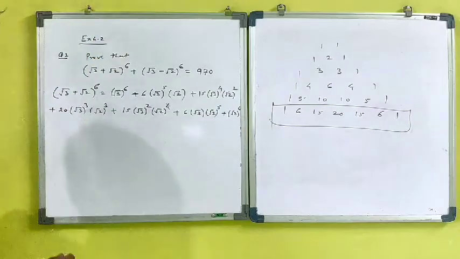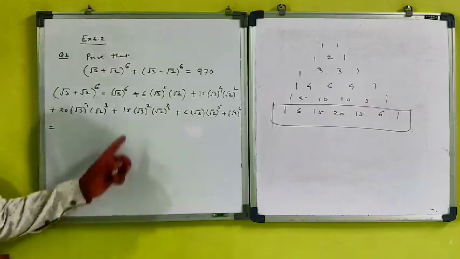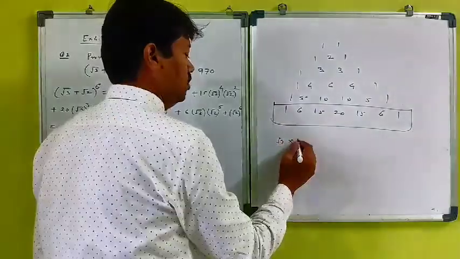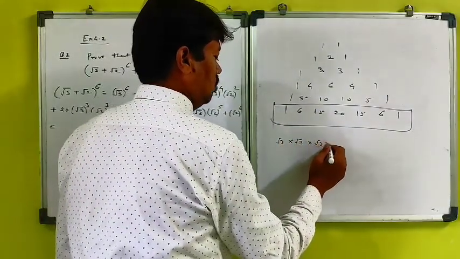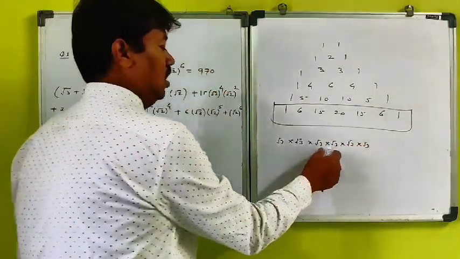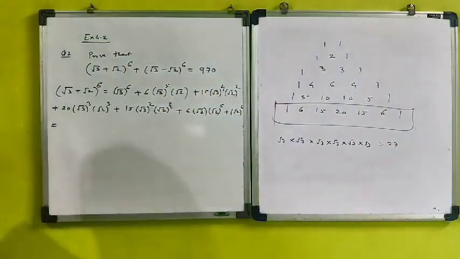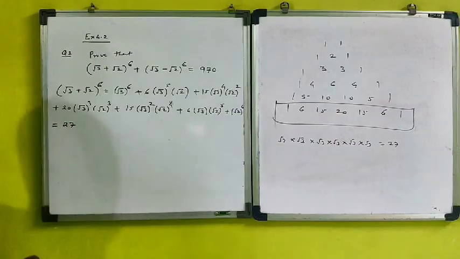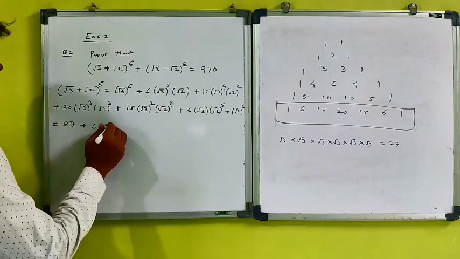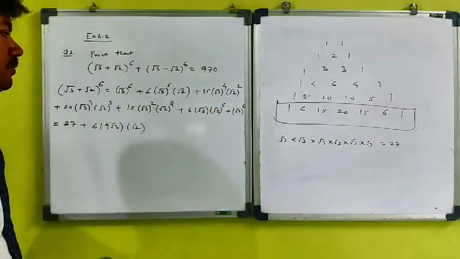So now, root 3 raised to 6. What is root 3 raised to 6? You have to multiply root 3, root 3, root 3, how many times? 6 times. So when you multiply root 3 into root 3 six times, it is 3 into 3 into 3, that is equal to what? 27. So we give the 27. So first one here it is 27. Next, 6 into 9 root 3 into root 2. After that it is 15 into 9.